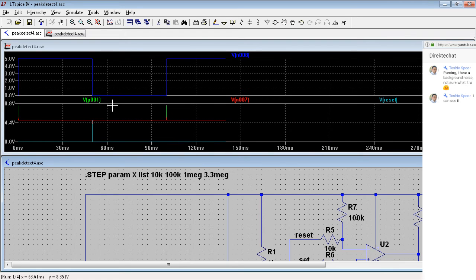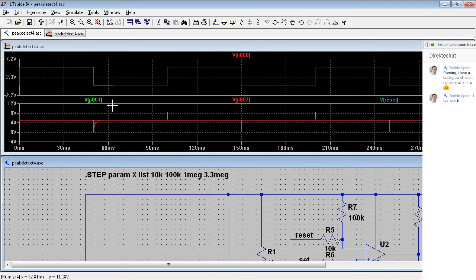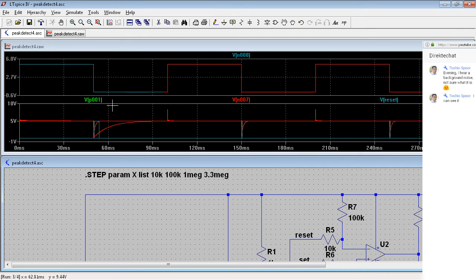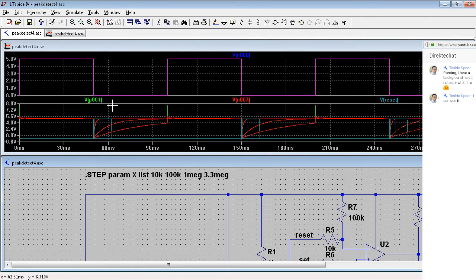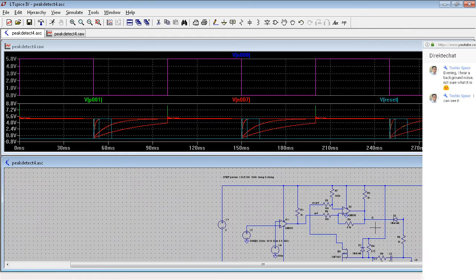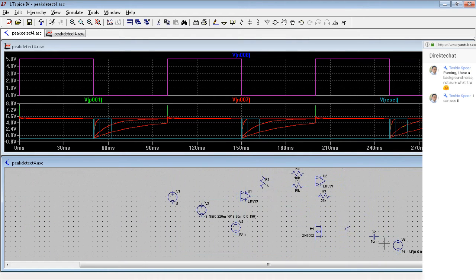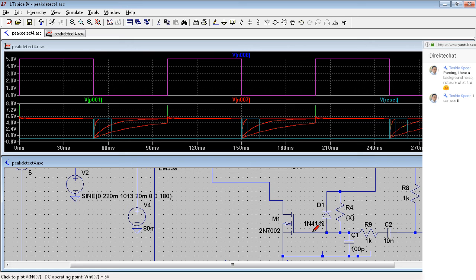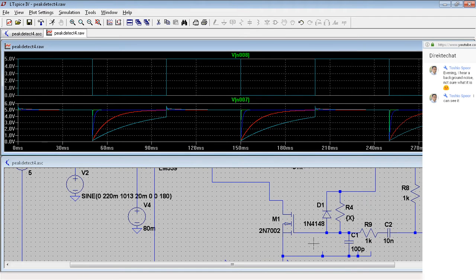Okay, this is the first simulation. This is the second one. Problem here is that you can't know which one is the first and the last, so you have to just take an educated guess. Now you can see what I'm talking about in the simulation. So let's look at the capacitor voltage alone here, or the gate. Let's look at that. Hold on.